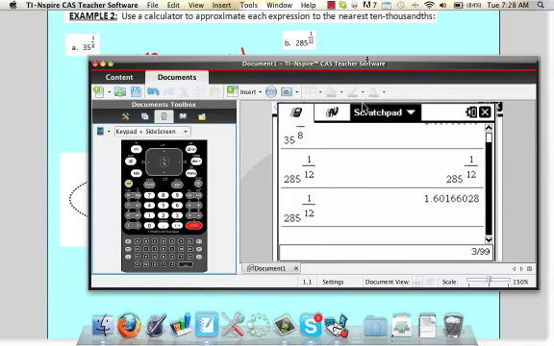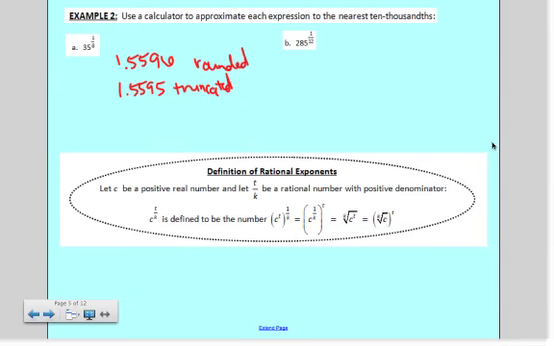So this is 1.6017, or rounded, 1.6017. Oopsie, just erase. 1.6017, or 1.6016, and that's truncated.